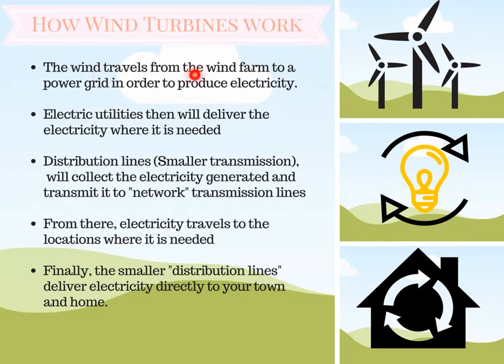The electricity travels from the wind farm to a power grid. There, electrical units will deliver the electricity where it is needed. Distribution lines, which are also known as smaller transmission, will collect the electricity generated and transmit it to network transmission lines. From there, electricity travels to the locations where it is needed. The distribution lines also deliver electricity directly to your town and home.